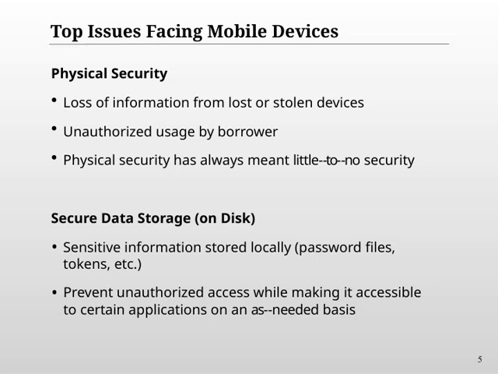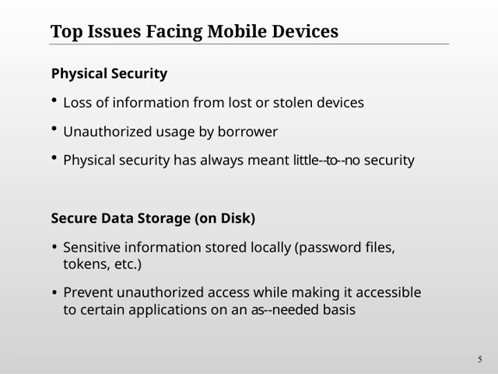Let's take a closer look at some of the top issues facing mobile devices today. First, physical security has always been a bit of a weak spot. Devices are easy to lose or have stolen, which can lead to serious information leaks. Plus, there's the risk of unauthorized usage, such as when someone borrows a device and gains access without permission. It's important to recognize that traditional physical security measures often haven't been enough to prevent these problems.